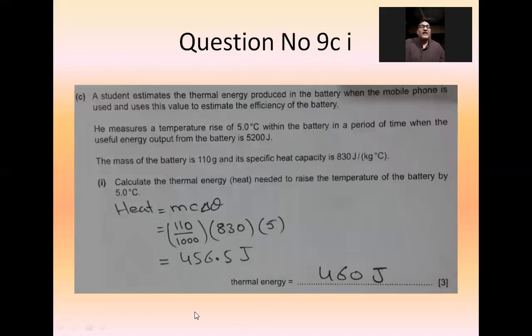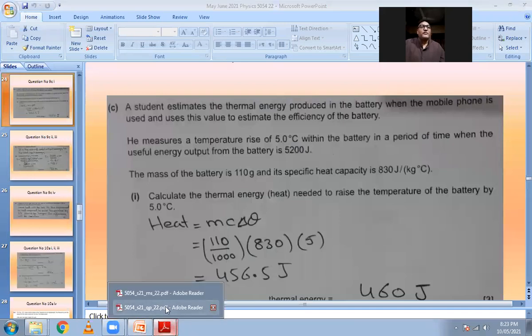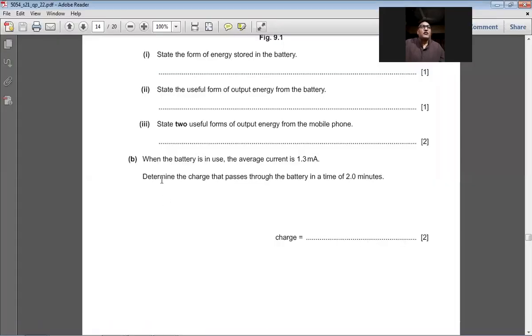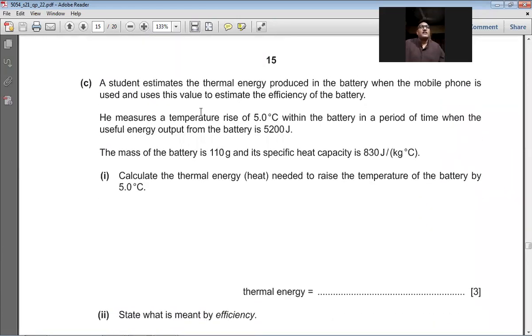Then let me show you the question from the question paper. Okay, so we are done with this part. The next question coming up on your screen is a 3-mark question. Let me increase the size so you can see the whole thing.